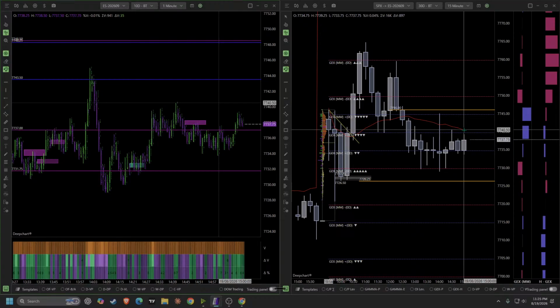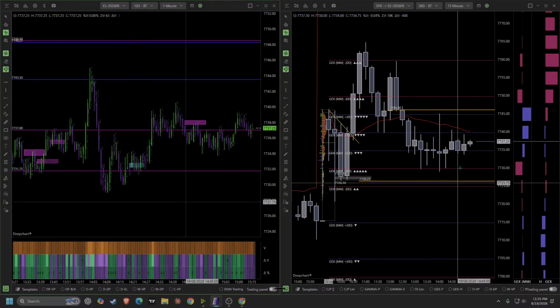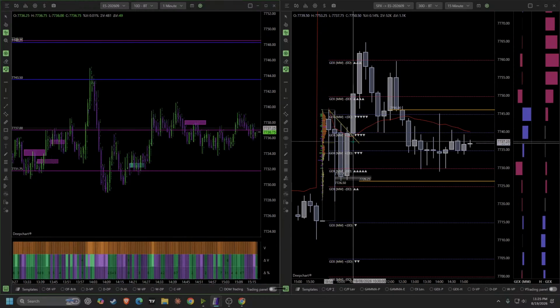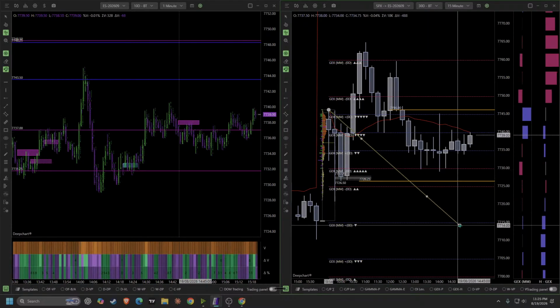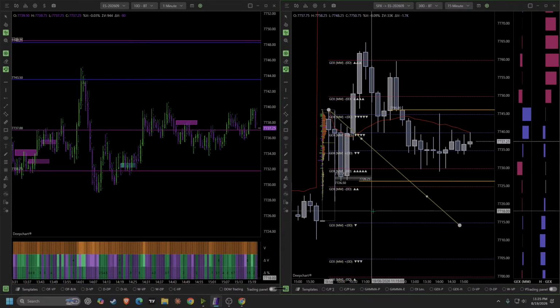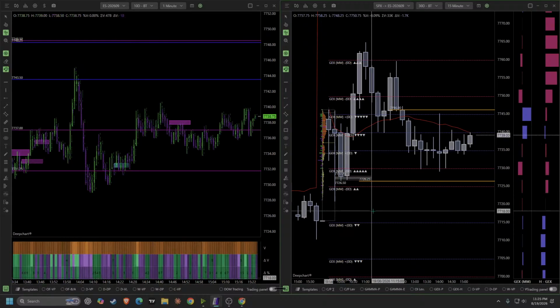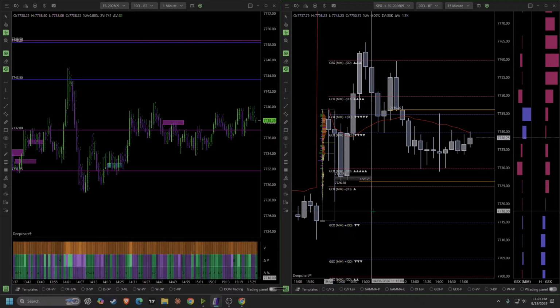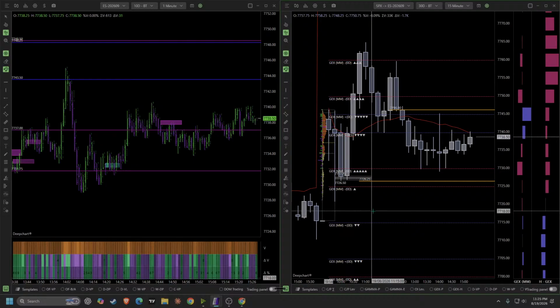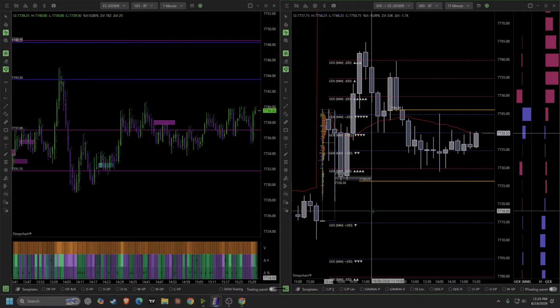All right, so we're coming back up to this zero GEX line. We broke through it, retested it, came back down. Think of it as like a VWAP. And then we, pretty uneventful day actually. Tight range.